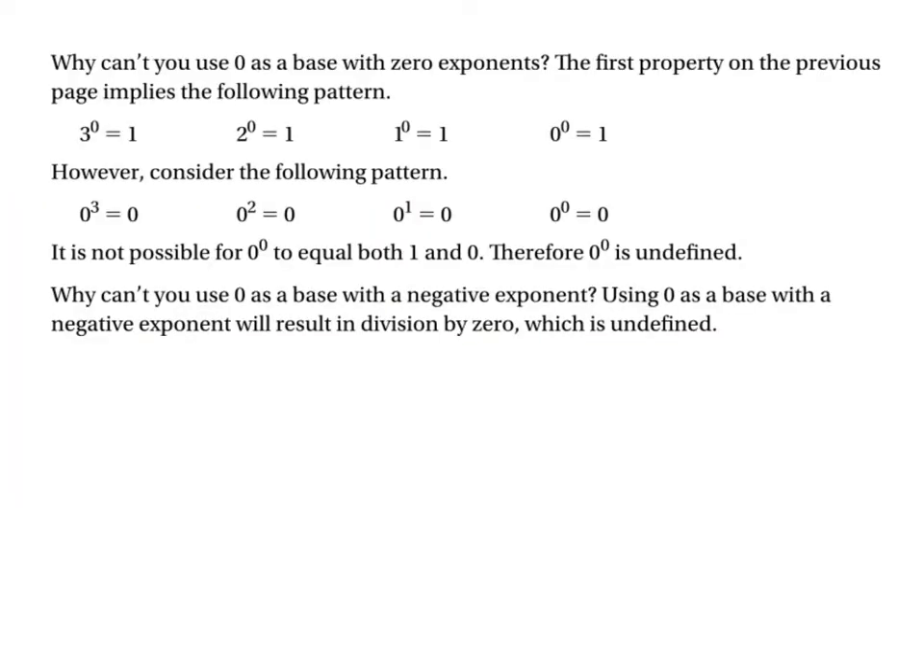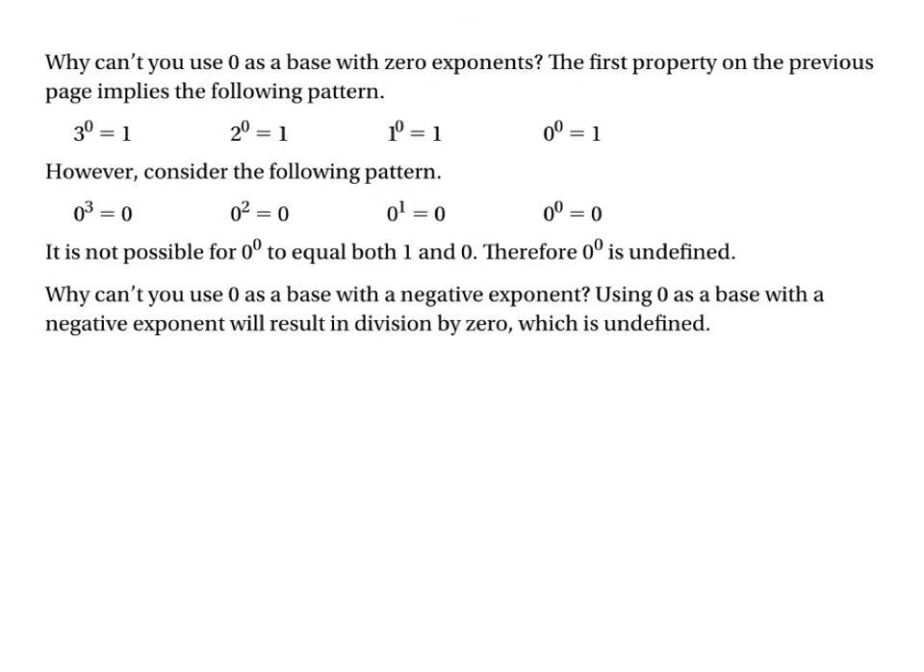Okay, now it was suggested that we can't use 0 as a base. It said for any non-zero number. Why can't you use 0 as a base with 0 exponents? Okay, so the first property on the previous page implies this pattern. Watch, we said, okay, 3 to the 0 equals 1. 2 to the 0 equals 1. 1 to the 0 equals 1. Following that pattern, we would say 0 to the 0 must equal 1 as well. So we have this as somehow following that pattern.